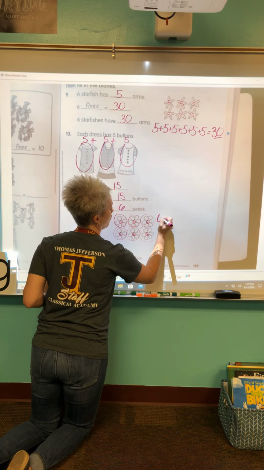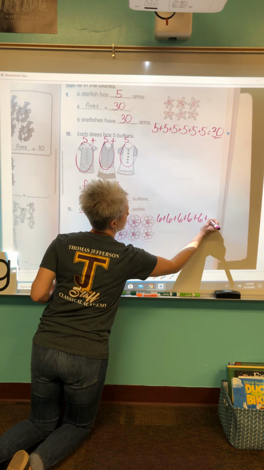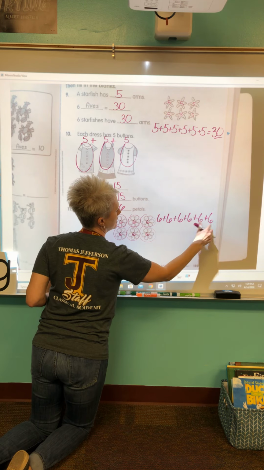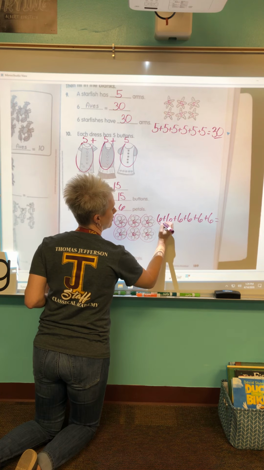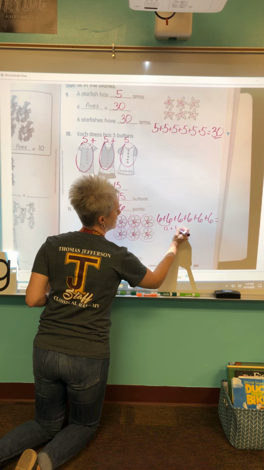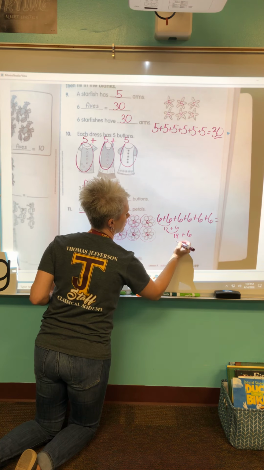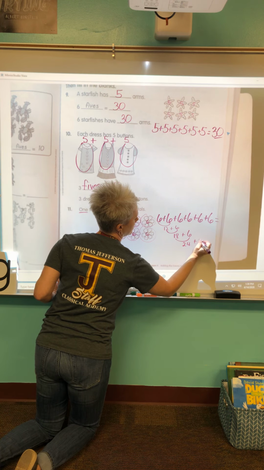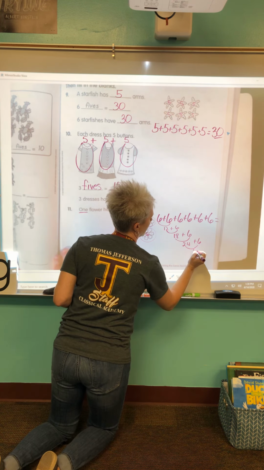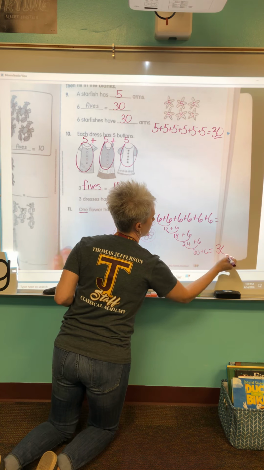6 sixes is 1, 2, 3, 4, 5, 6. 6 sixes, okay? And we can add this up. We know that 6 and 6 is 12, plus 6 more is 18, plus 6 more, 24, plus 6 more is 30, plus our last 6, 30 and 6 more is 36, okay?